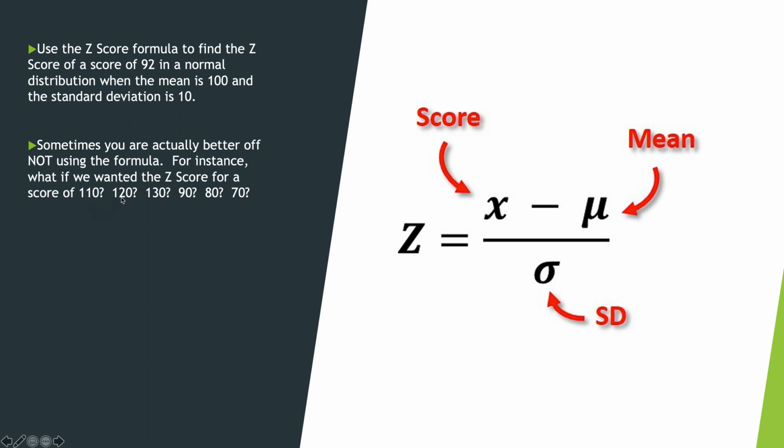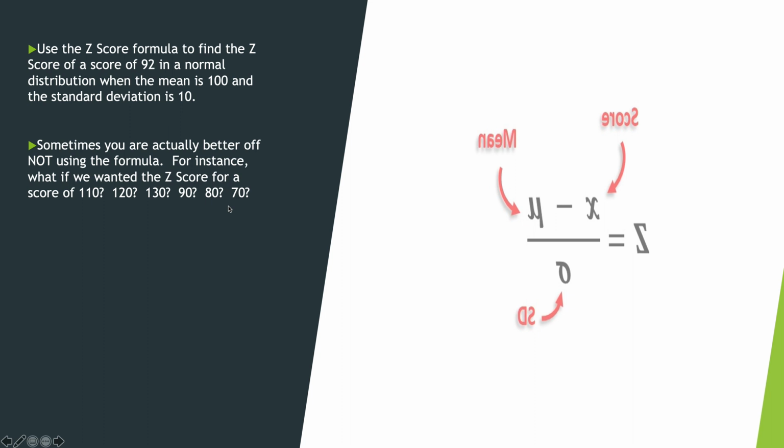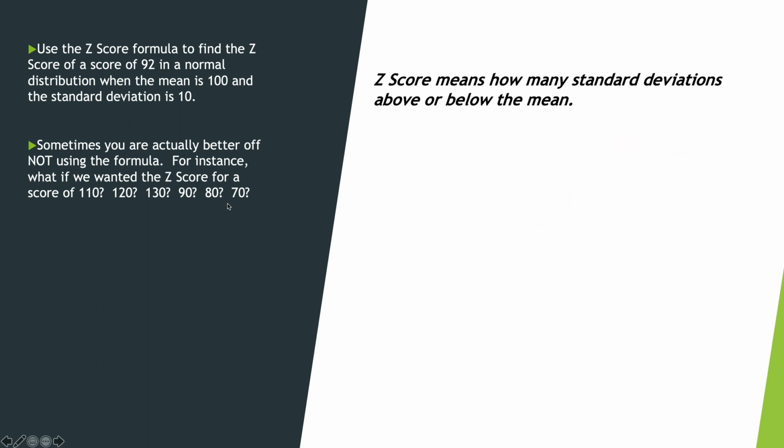120 would be up 2 10s or have a z-score of 2. 130 would be up 3 10s or have a z-score of 3. 90 would be down 1 z-score and have a z-score of negative 1. 80 would be down 2 z-scores or a z-score of negative 2. And 70 would be down 3 or a z-score of negative 3.